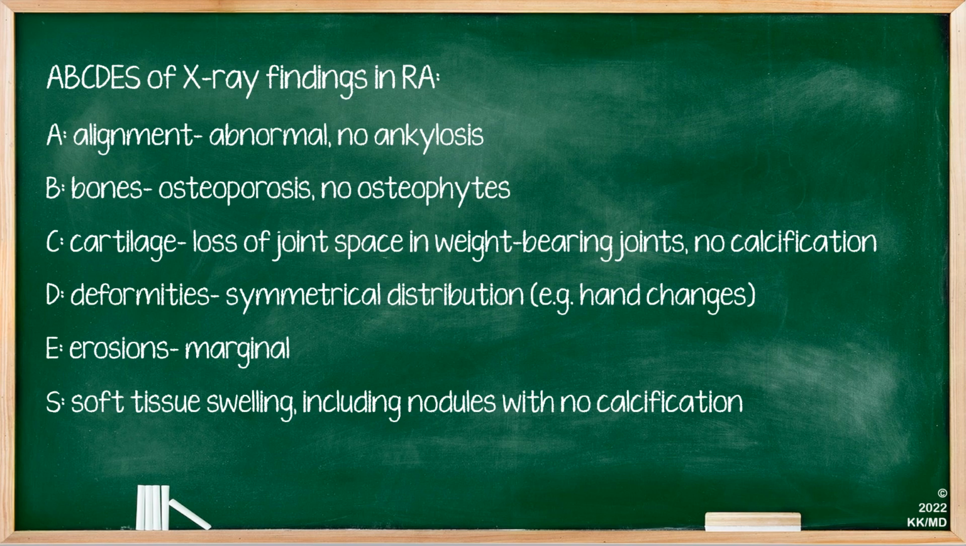C is for cartilage, which is really talking about the loss of joint space in the weight-bearing joints, but no calcification is usually seen. D is for deformities, which we will talk about in further depth in coming slides, and these tend to have a symmetrical distribution. For example, if you look at the hand changes, and certainly if you look at those x-rays we saw on the previous slide. E is for erosions, which tend to be in a marginal distribution. And finally, S for soft tissue swelling, which includes nodules, but these don't have any calcification.